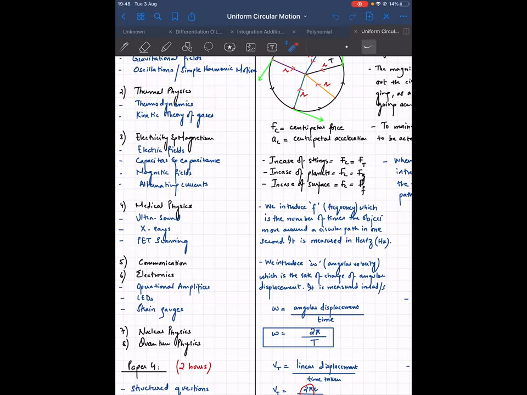And then comes electricity and magnetism. Again, magnetism was not part of AS. You have already learned about it in O levels, but that's not going to be part of the curriculum again in A2. So electric fields again. The electric fields we discussed in AS were uniform. Now we're going to discuss non-uniform electric fields.